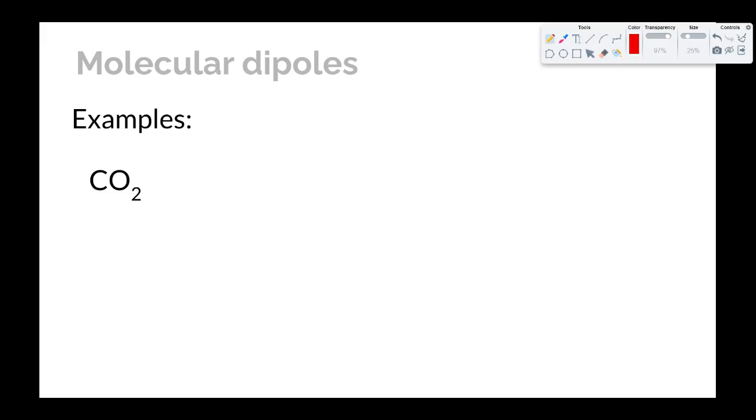Let's look at some examples. CO2. When we draw the Lewis structure for CO2, we're going to skip over the steps here. You should do them if you're still not familiar with this. This is a linear molecule. CO is a polar bond. The oxygen is more electronegative than the carbon, but because it's linear, they cancel each other out, so this is nonpolar.